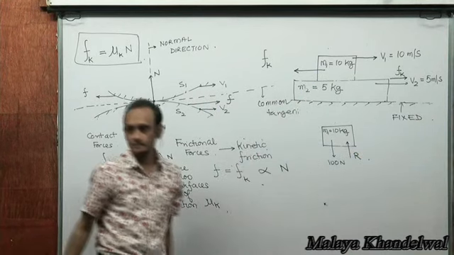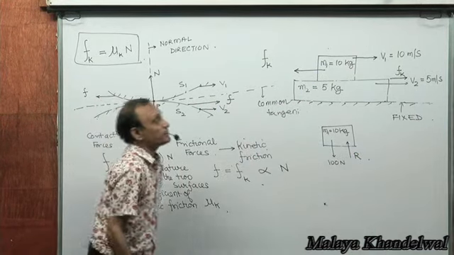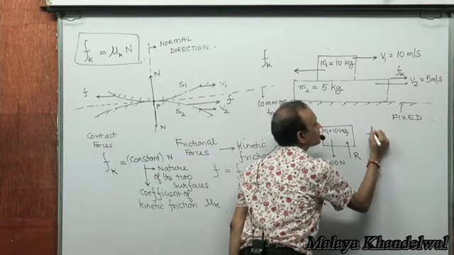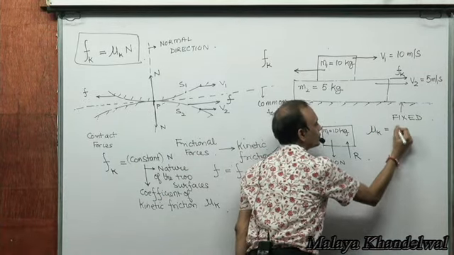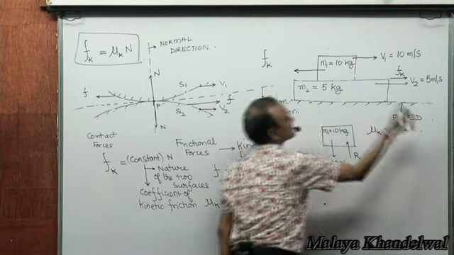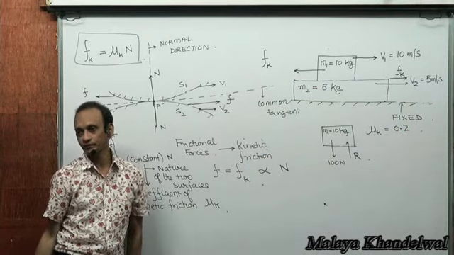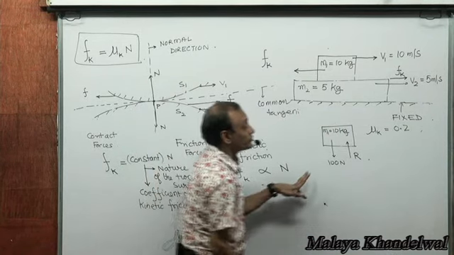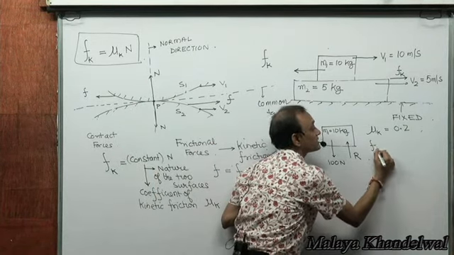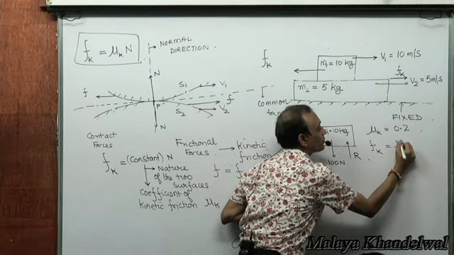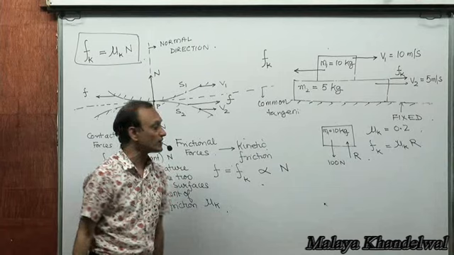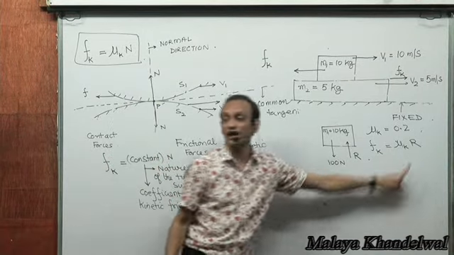Suppose they give you the value of mu k between the two surfaces. Suppose mu k is given to be 0.2. Now, the frictional force is mu k into the normal reaction between the two surfaces. Mu k is known, R would have to be computed.